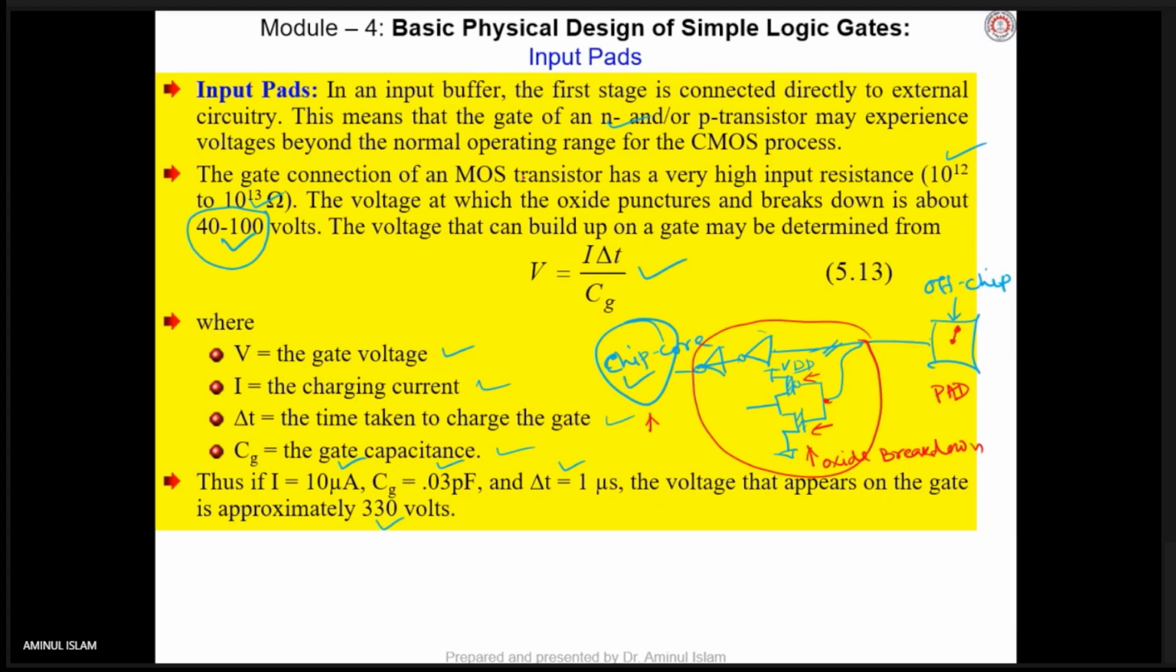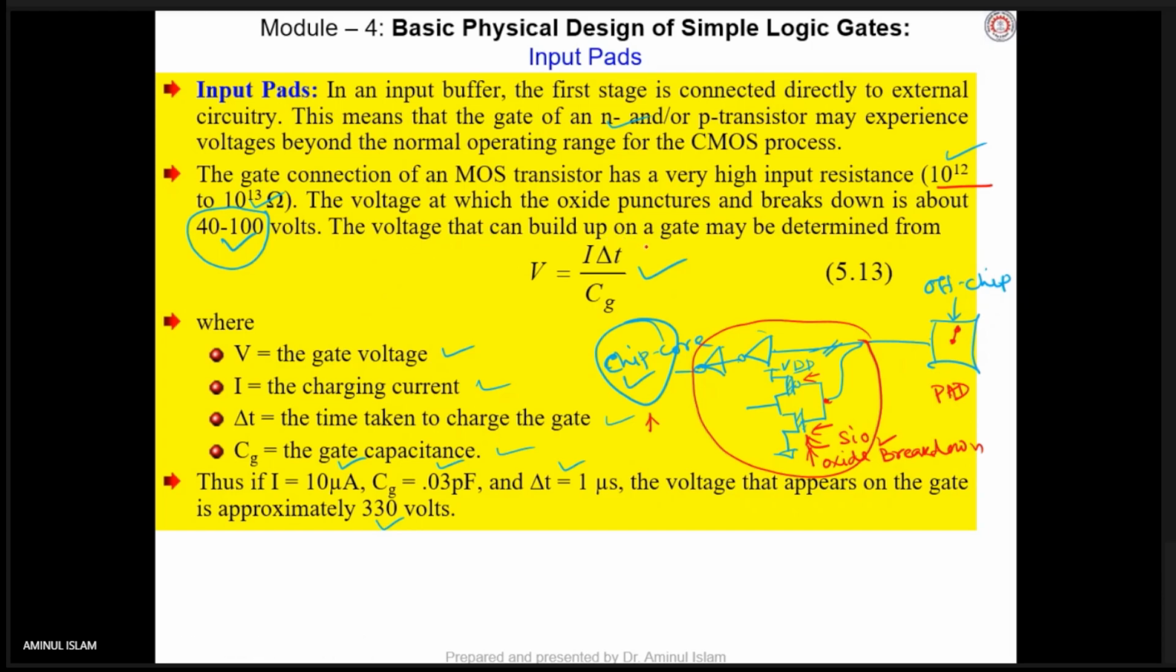The gate connection of an MOS transistor has a very high input resistance, that is 10 to the 12 to 10 to the 13 ohm, because we have the SiO2 here at the gate. The voltage at which the oxide punctures or breaks down is about 40 to 100 volts. Most probably no circuit will be operated at that voltage on the off-chip circuit, but how that voltage can be reached, that we have to see here.